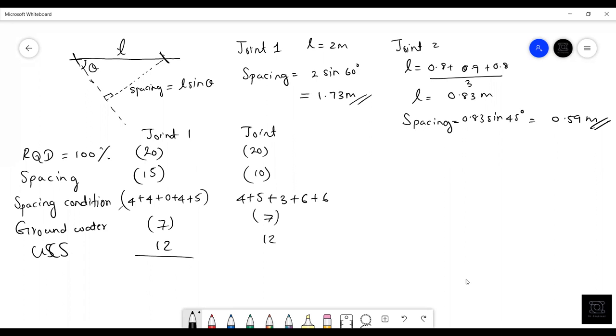So you have to sum up to find the RMR rating for both situations. For joint one, it is 71%. Here it is 73%. Very easy, it's a simple question. The next part is they have asked us to find the adjusted RMR value, ARMR. To find the adjusted RMR, we just have to consider the strike and the dip, and whether the strike is parallel to the tunneling axis or the boring axis. That part should be considered. If you see the question properly, this is for the bridge foundation.